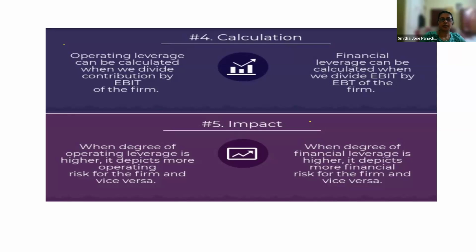Then regarding the impact, when degree of operating leverage is higher, it depicts more operating risk. When the degree of financial leverage is higher, it depicts more financial risk. Okay, what is the ideal figures? Lower the ratio, higher the profitability, or the risk is less.